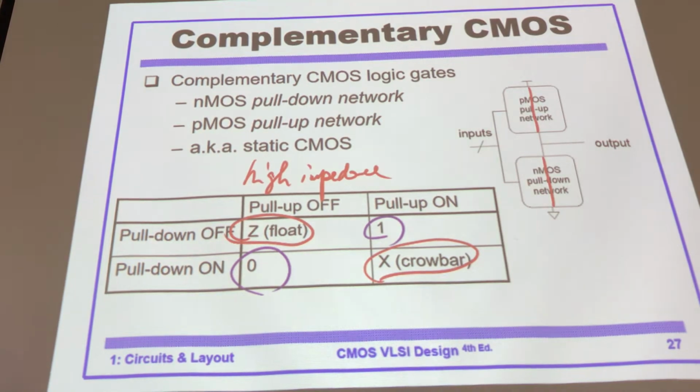Maybe some voltage in between. But in between, we don't know if it's 0 or 1. It's uncertain, right? Don't make that happen in your circuit design. It should not be allowed. Okay?